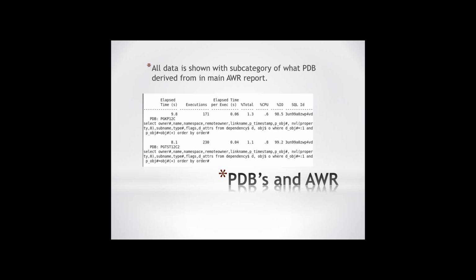Now, I won't lie to you, on my little VirtualBox I'm not doing a lot. I was mostly playing around with what I can do with the pluggables. But I wanted to see what was actually coming up in the AWR reports. In the elapsed time, you can see that it not only shows me the statement, but it also offers me a PDB entry that says it's coming from this pluggable database, and the second statement is coming from this other one. So the first statement is coming from PGKP12c, and the second one is coming from PGTest12c2.